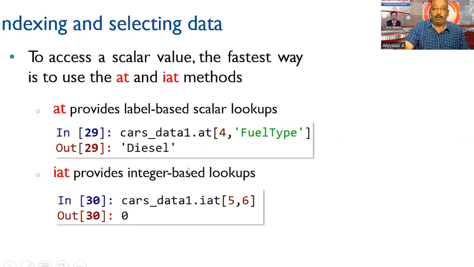And similarly, if you want an integer-based lookup, so if you want to specify the row number and column number, you can use iat. The same command, cars_data1.iat, you can specify the 5th row, 6th column, and it is going to give you the value. So for label-based scalar lookup, you use the at command. For integer-based lookup, you can use the iat command. So you can specifically go to a particular row and column and find out the value available there.